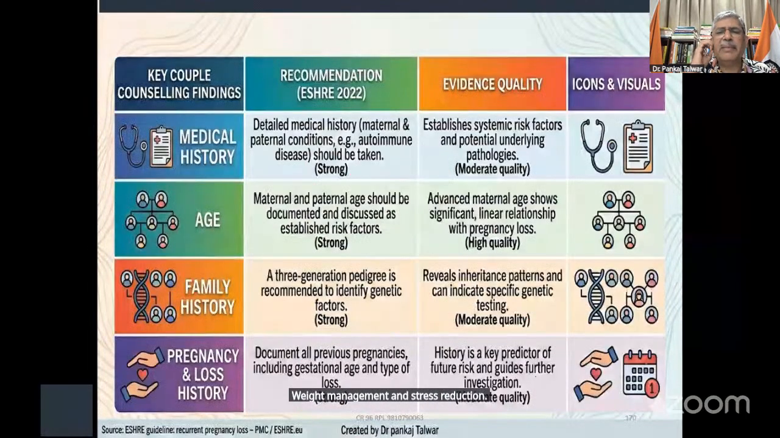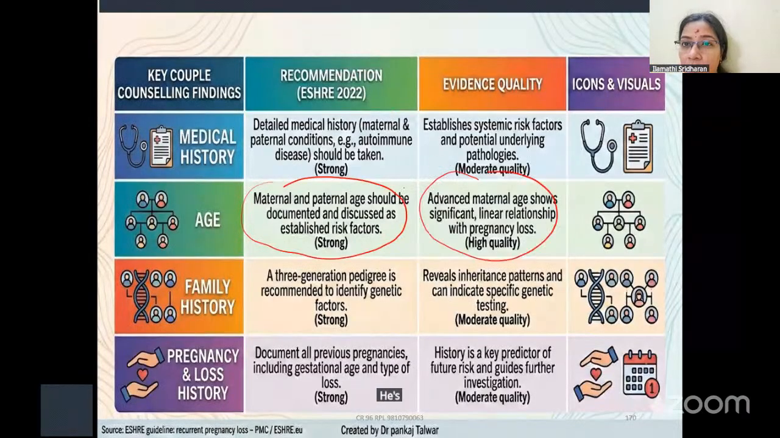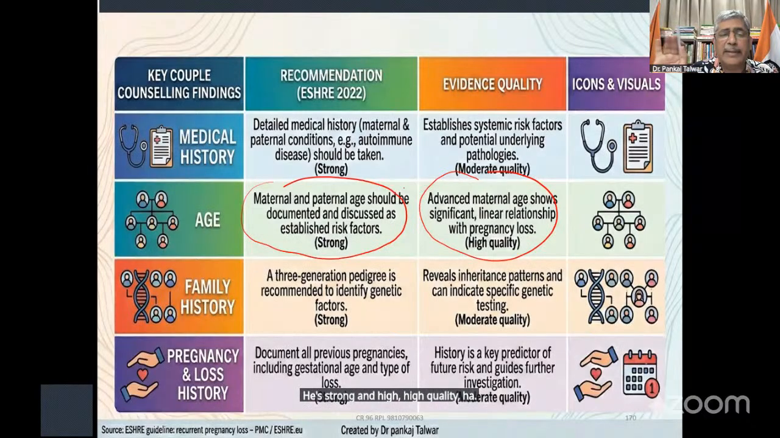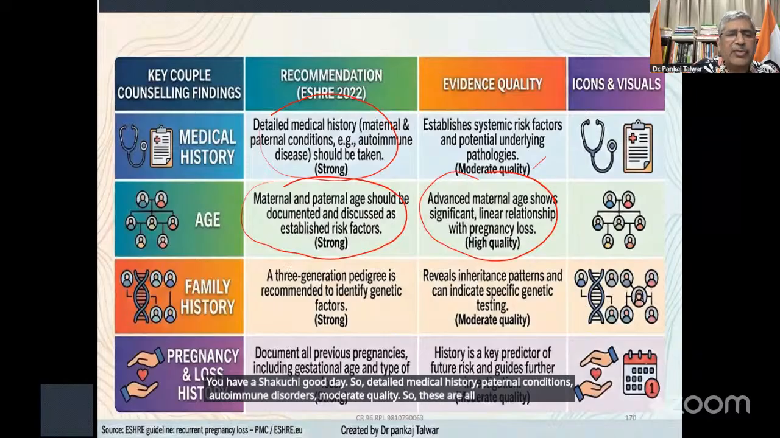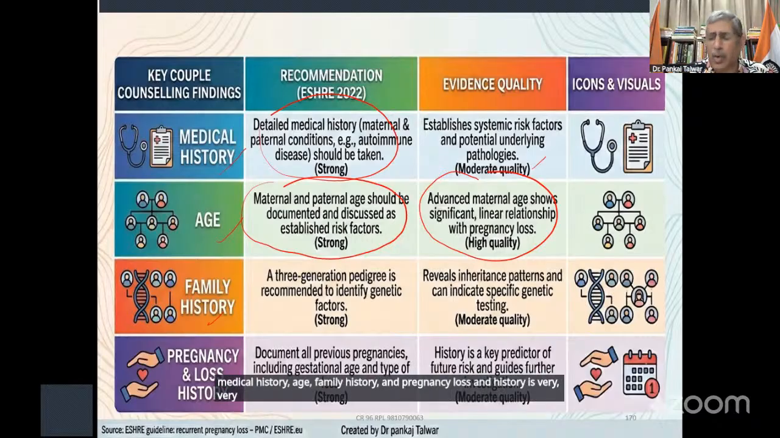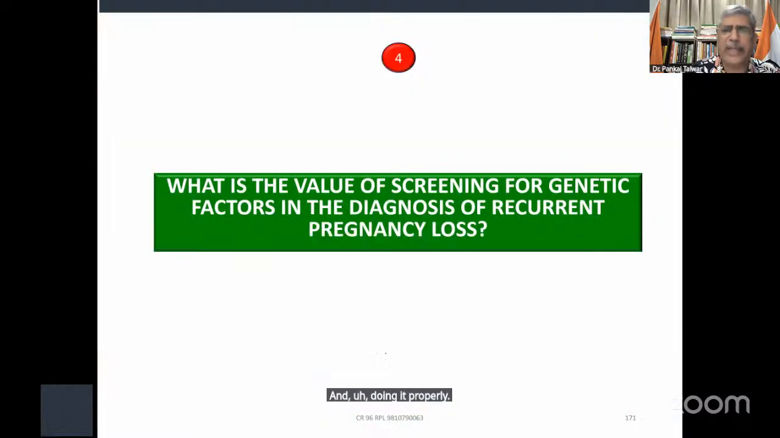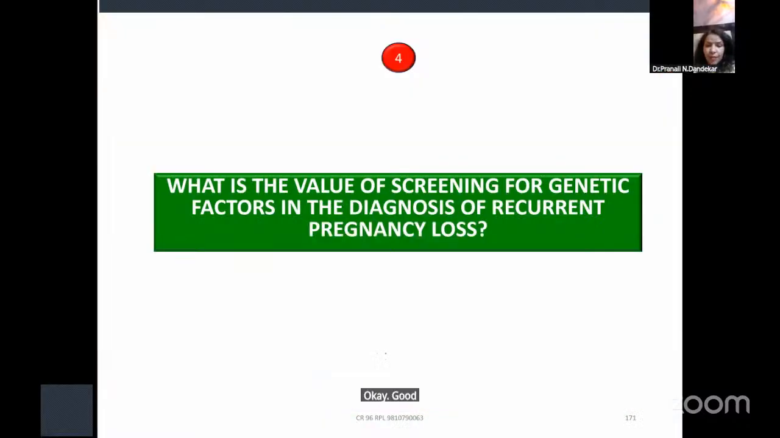In medical history, the most important, which I see, is age. This is strong and high quality. Everything here is good. So detailed medical history, paternal conditions, autoimmune disorders, moderate quality. So these are all medical history, age, family history, and pregnancy loss history is very, very important. So I hope all of you are doing it properly. Okay, good. Very nice.